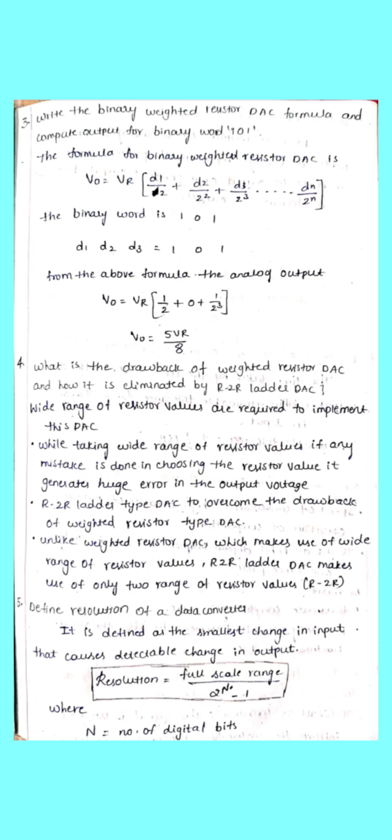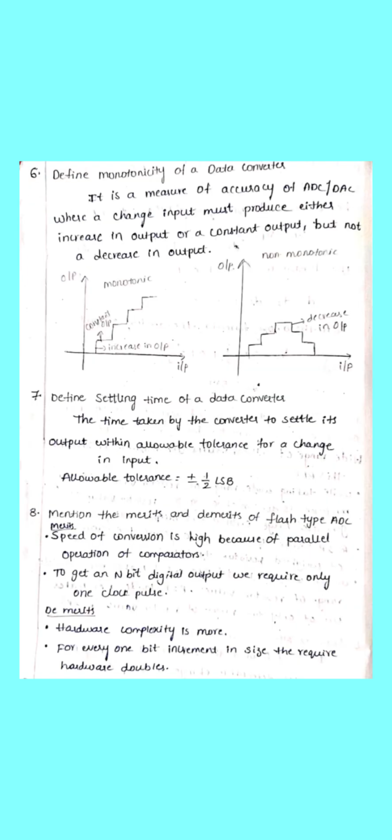Question number 6. Define monotonicity of a data converter. So what is the answer? It is the measure of accuracy of ADC or DAC where a change in input must produce a change in output. That is called monotonicity. If it is able to produce positive output or increment in output, okay. But if it decreases the output, then that is called non-monotonic. You can see the figures.